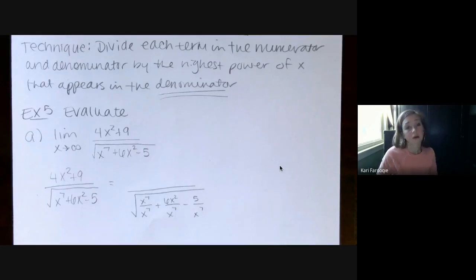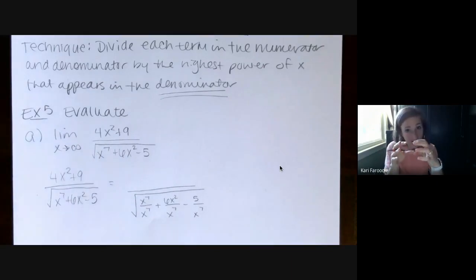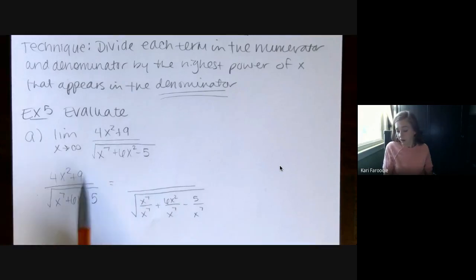Okay. However, as I was saying before, this is not really x to the 7th. When it's under the radical, it is. But if I were to take this out of the radical, I can't divide every term in the numerator by x to the 7th. Otherwise, I'm not dividing by the same quantity in the numerator and the denominator.